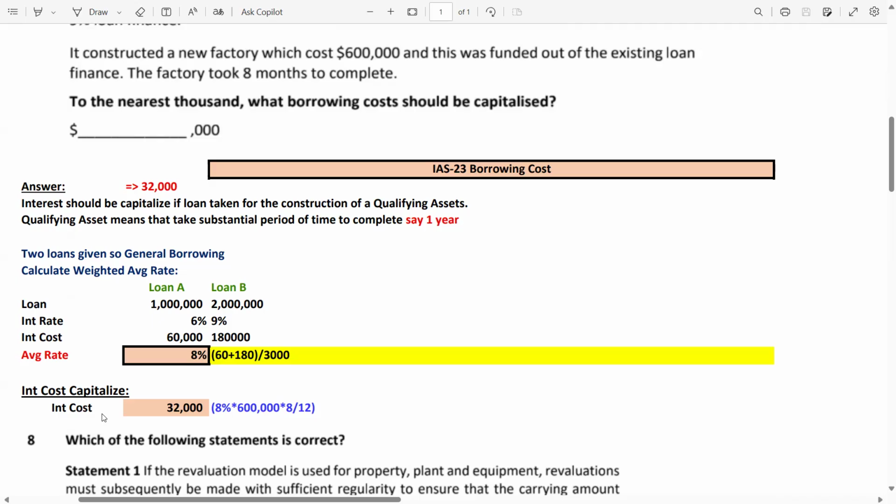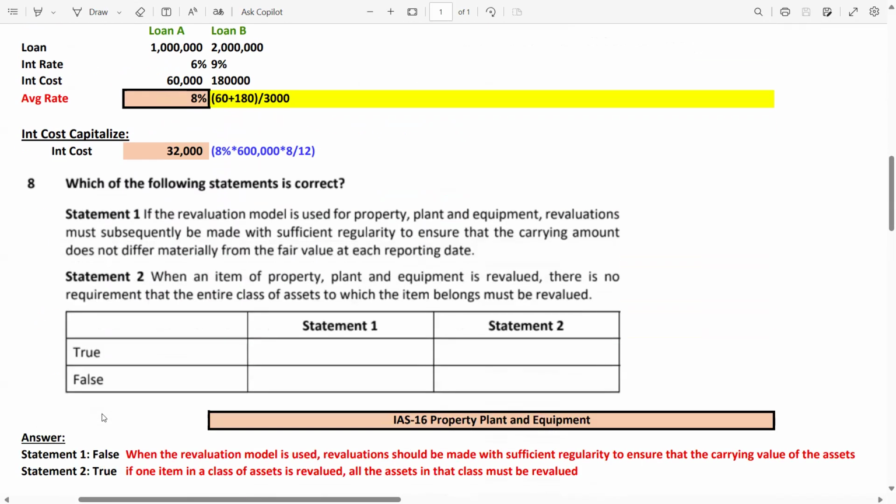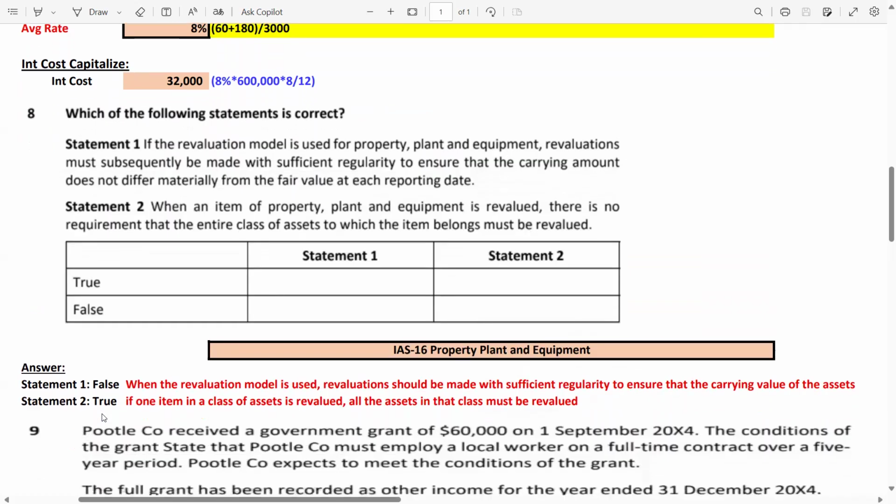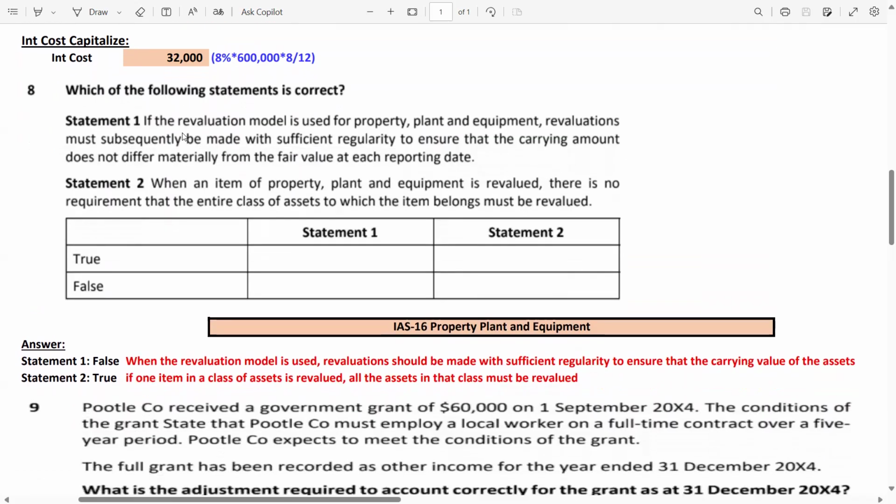Now we have question number 8. This is about true and false. Which of the following statements is correct? Statement number 1. If the revaluation model is used, this is about the IAS 16 revaluation. There are two measurement models, cost and revaluation. Initial is the cost and subsequent is the fair value or revaluation.